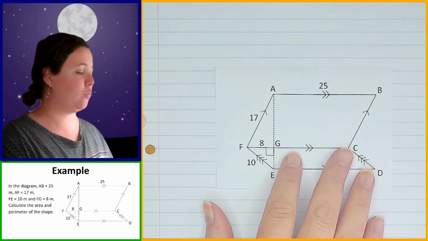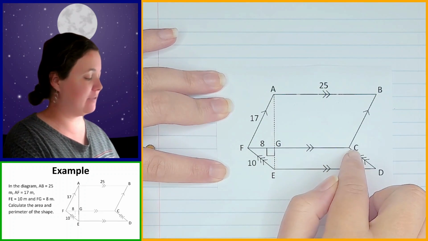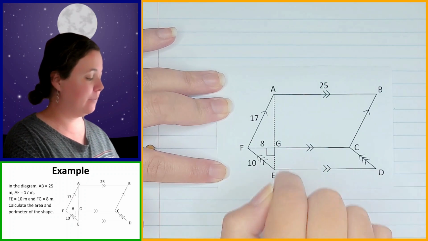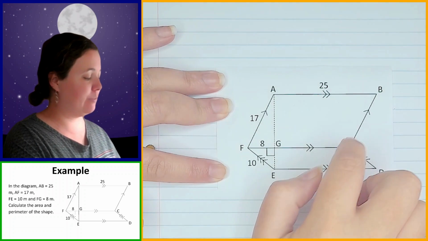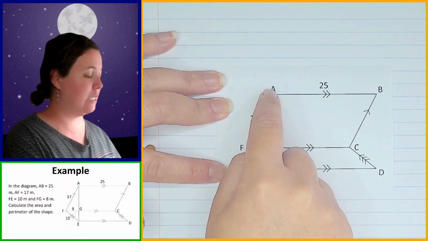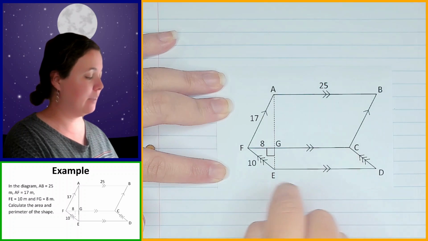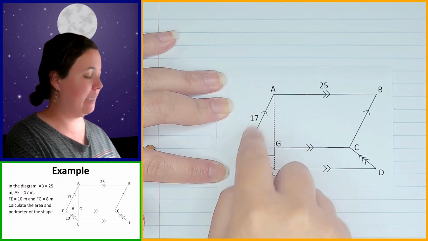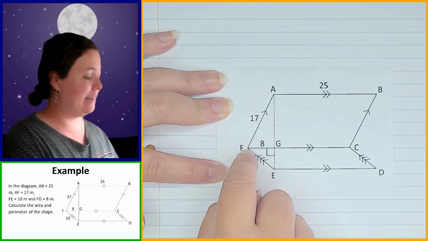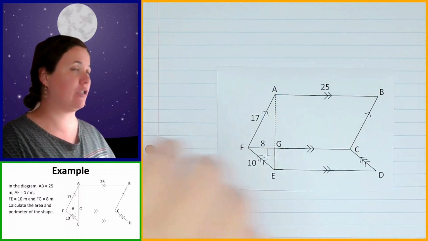Okay, so over here, we have got our diagram. We've been told that AB is parallel to FC and parallel to ED. We've been told that AF is parallel to BC and FE is parallel to CD. We've also been told that this line over here is perpendicular to FC over there. We've been given the lengths of AB, AF, and FE, and then FG over here as well. Okay, so let's go and have a look at how we would work out the area and perimeter.